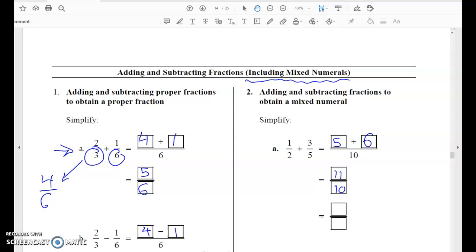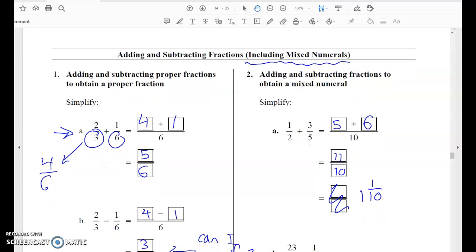So you notice now with this answer that our numerator is bigger than our denominator. And so we can rewrite this as a mixed numeral, 1 and 1/10. Let's try another one.